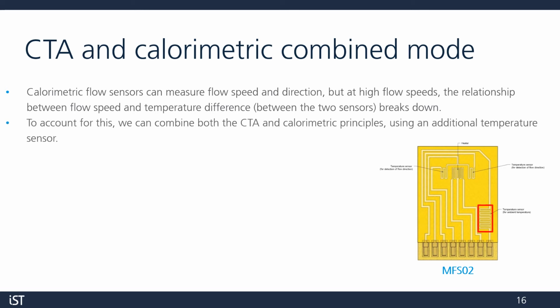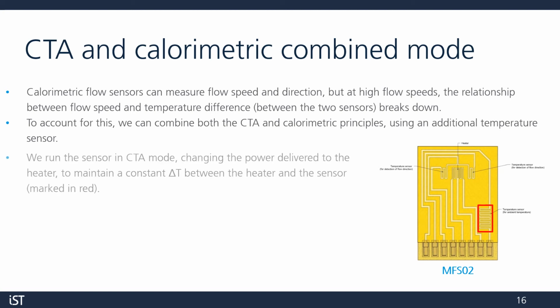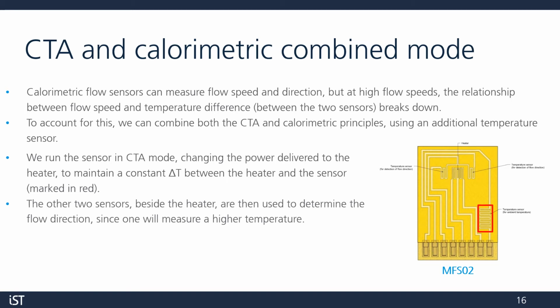When we want to measure these higher flow rates, we can combine the CTA and calorimetric modes using the additional temperature sensor, outlined in red here. We start running the sensor in CTA mode, changing the power to the heater and maintaining a constant temperature difference between the heater and the sensor. The other two sensors near the heater are then used to determine the flow direction using their temperature difference.